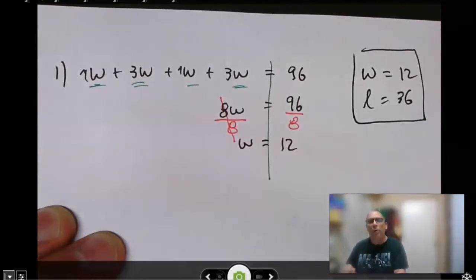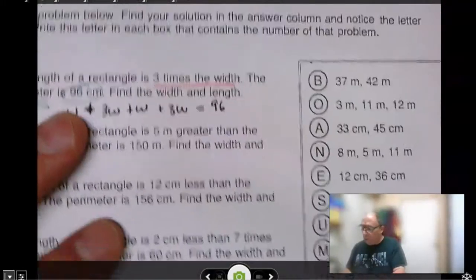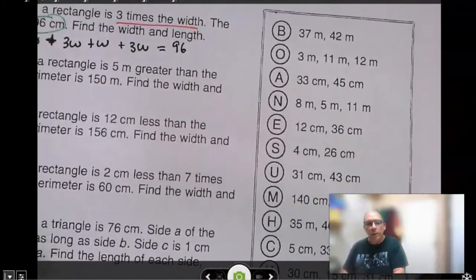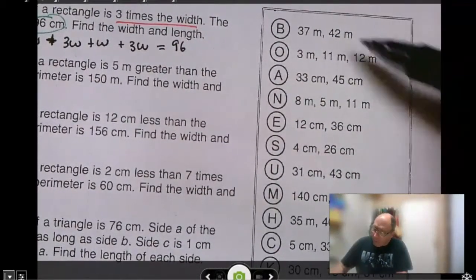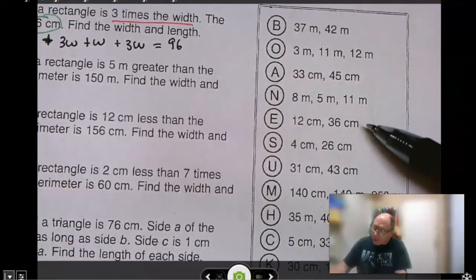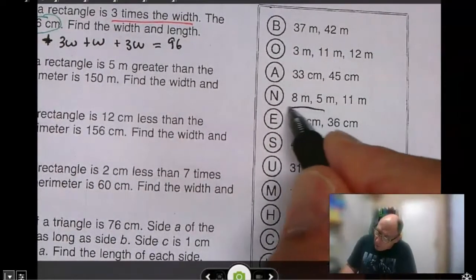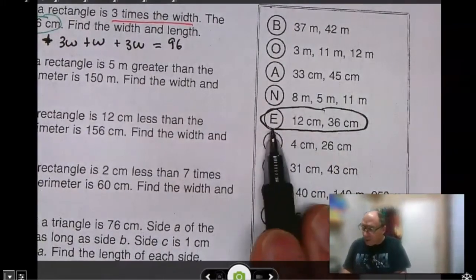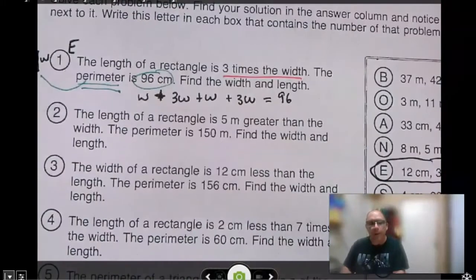Let's flip our paper over and find that answer on the worksheet, okay? So I'm looking for a 12 and a 36. So I'm scanning through these answers, 12 and 36. Yeah, some of you already spotted it. Nice. So it's this one here. This is the answer to problem 1, the letter E. So I'm going to go now up here to this problem 1 and remind myself that was the letter E.